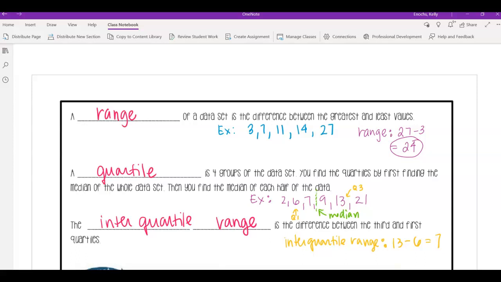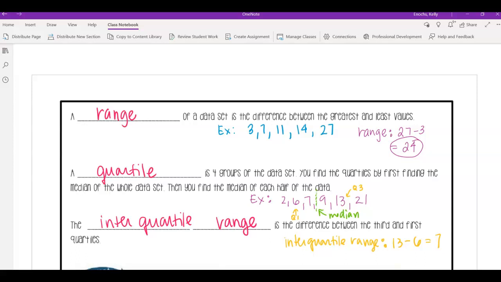The other thing we try to look at is each quartile of our data set. So quarter is 4, right? There are 4 quarters in a dollar. So quartile means we want 4 groups for our data set. You go through and find each quartile by finding the median of the whole data set and then finding another median for the first half and another median for the second half.